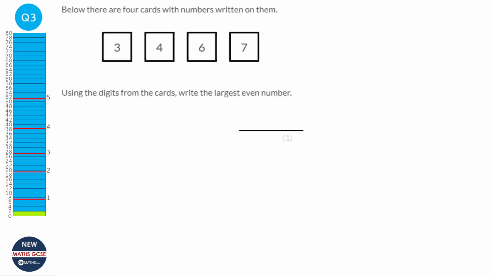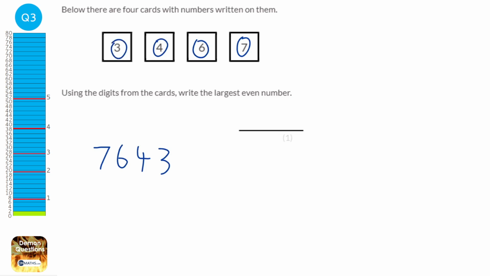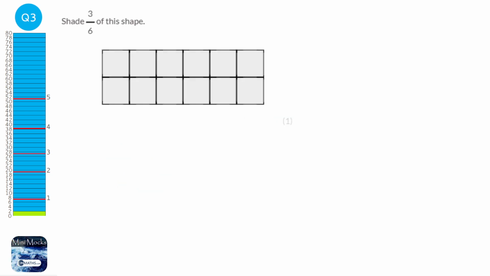For us to create the largest number, we need to pick the biggest digits for the start of the number. So the biggest digit is 7, then 6, then 4, then 3. But the question says it wants the largest even number, so we need to just swap the last 2 around to make sure that it is even. So our answer is 7,634.